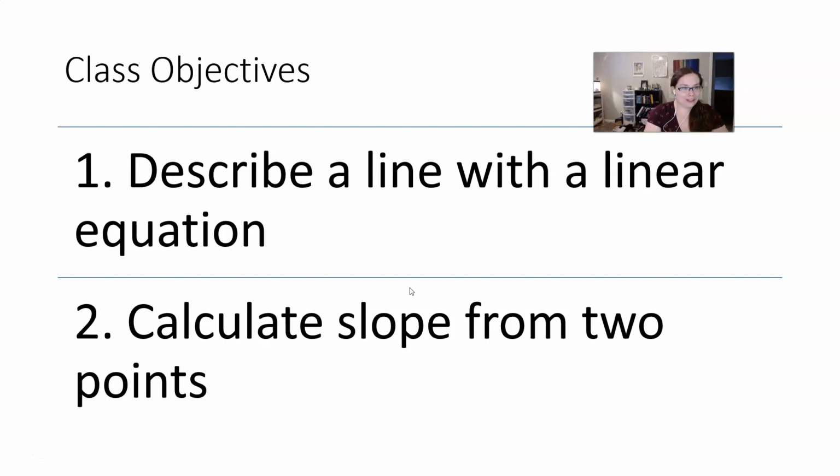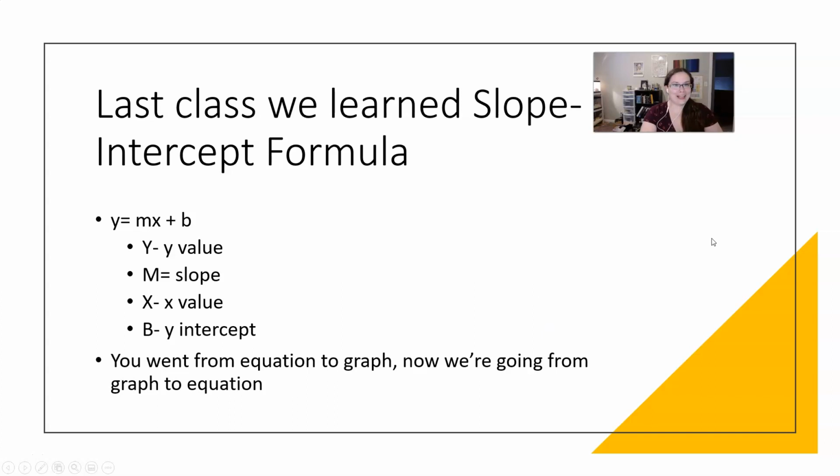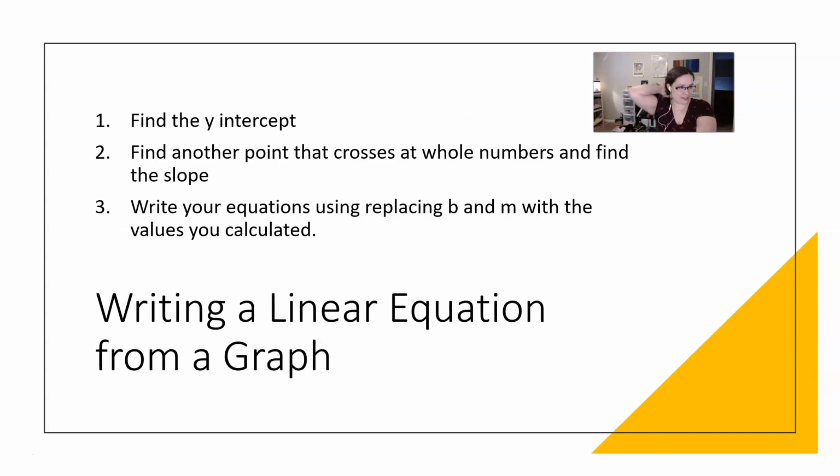So, quick reminder, the slope-intercept equation we talked about last time is right here. It's y equals mx plus b, and the important values to remember today are m for slope, and b is your y-intercept. We're going to follow roughly the same steps as graphing from an equation when we're going from a graph to the equation. So these are those steps.